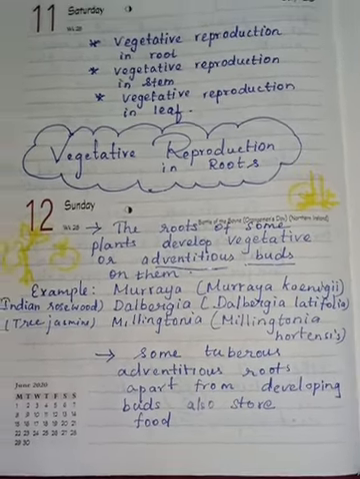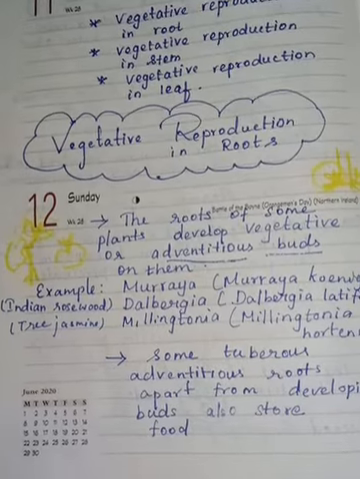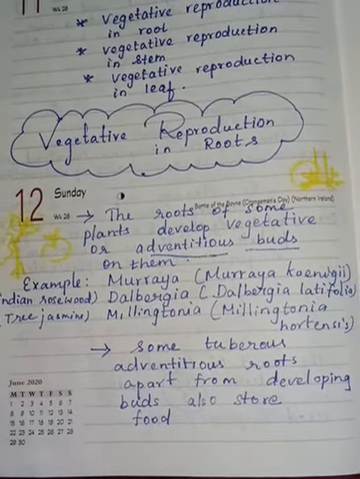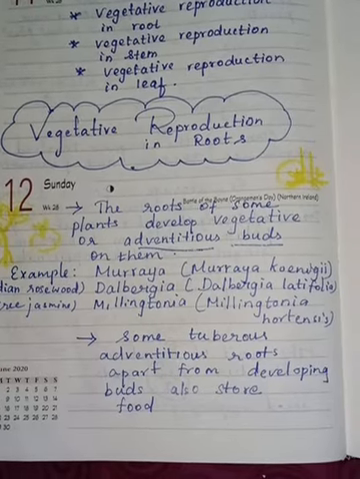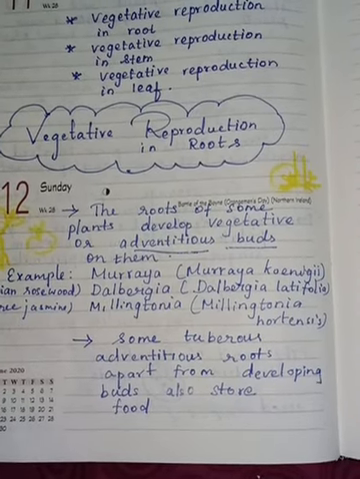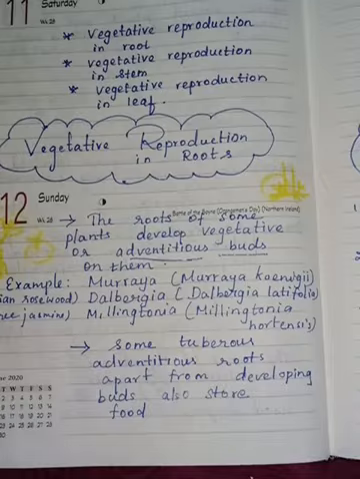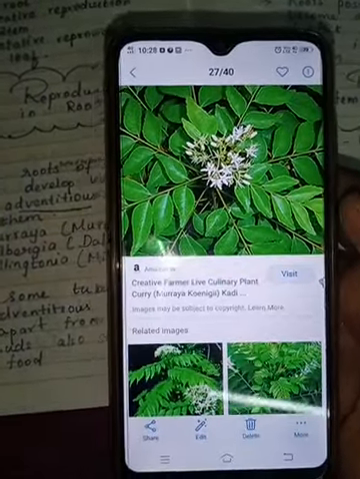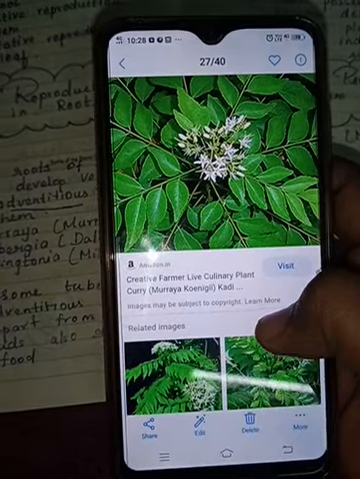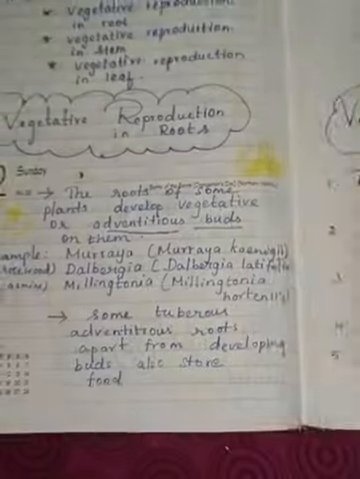Examples are Murraya, Dalbergia, Millingtonia. We have to know about botanical names, right? The botanical name of Murraya is Murraya koenigii. This is karuveppalai, the curry leaf we use in daily life. That one is called Murraya.